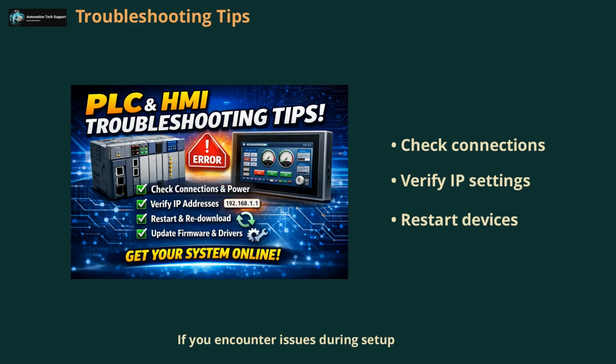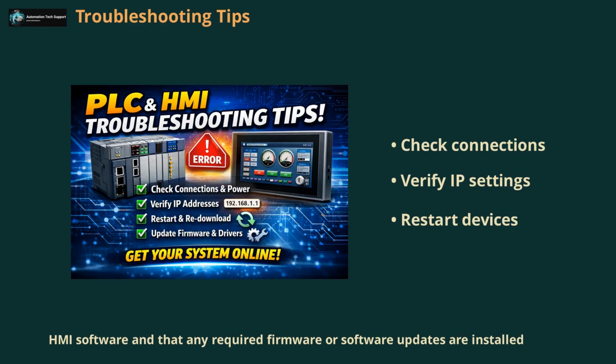two systems. If you encounter issues during setup, start by checking all physical connections and ensuring both the PLC and HMI are powered on. Verify that IP addresses and subnet masks are correctly configured and that both devices appear on the network. If communication fails, try restarting both devices and re-downloading the configuration.